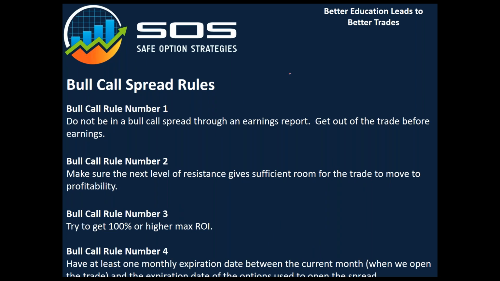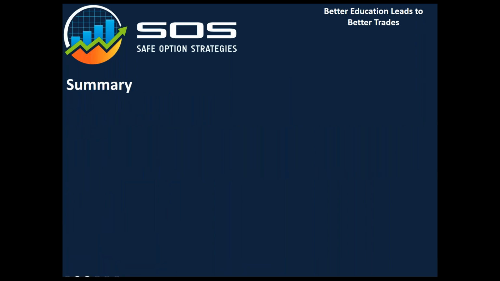Just as a review, rule number one, don't be in a bull call spread through an earnings. Make sure that resistance level gives you sufficient room for the trade to move. Get that 100% or higher max return and have at least one monthly option expiration date between the most current upcoming monthly option expiration date and the one that you're looking at for your trade. Make sure there's one in between. That'll tell you you're far enough out in time. And starting far enough out in time without being too far out in time is really the key to adjusting bull call spreads.